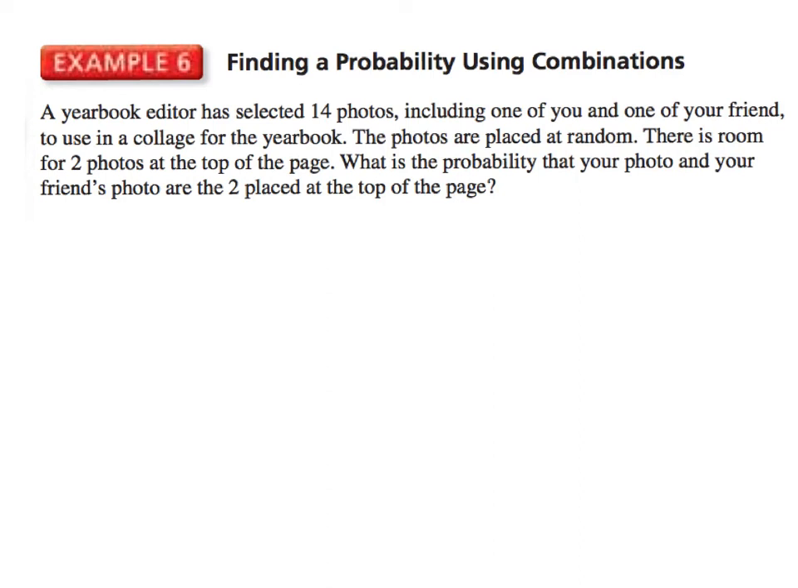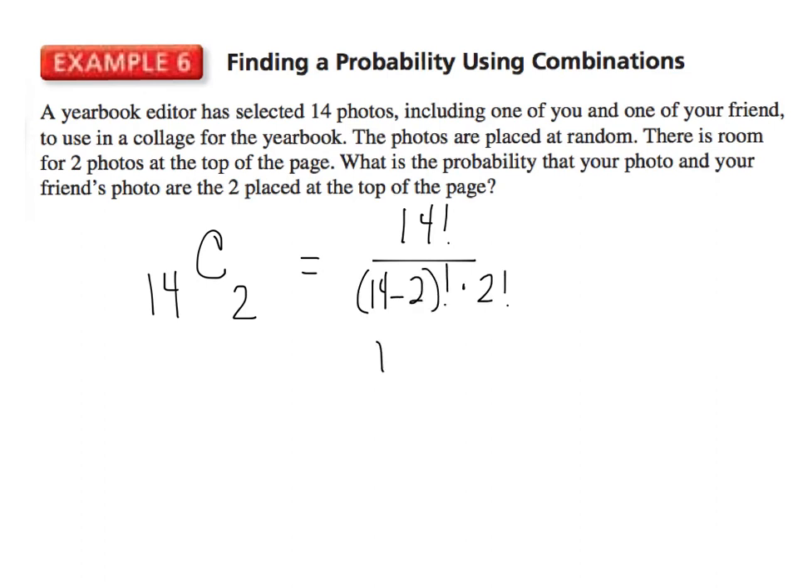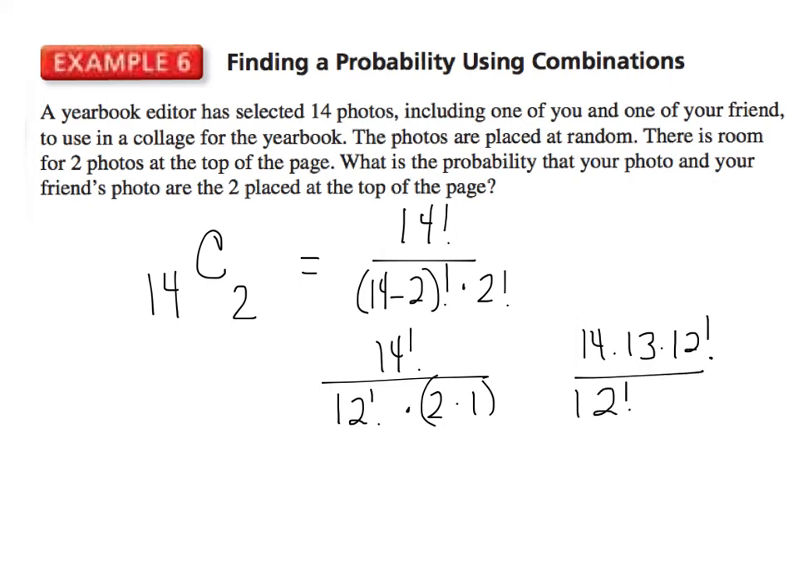Well, the first thing we do is, it doesn't matter the order, so we're going to do 14 choose 2. So you have 14, you are choosing 2. So that would give us the total number of ways. So 14 factorial divided by 14 minus 2 factorial multiplied by 2 factorial. That would be 14 factorial divided by 12 factorial multiplied by 2 times 1. That would give me 14 times 13 times 12 factorial divided by 12 factorial times 2. The 12 factorials cancel, so that gives us 14 times 13 divided by 2, which gives me 91. So that means there are 91 total ways.